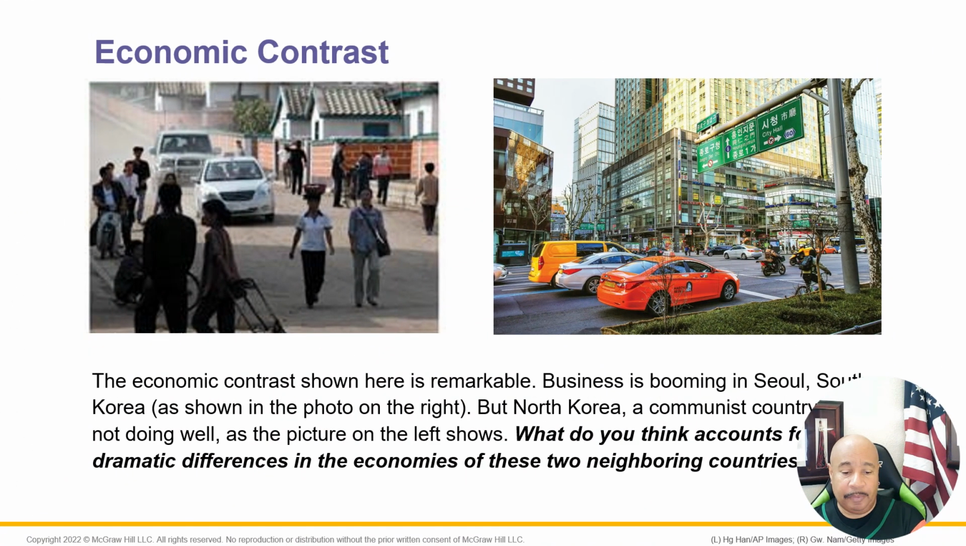This is a really great slide because it shows, I'm sorry, not Vietnam, Korea. It shows South Korea and North Korea, and the economic contrast shown here is remarkable. Not in a good way, but in a bad way. Business is booming in Seoul, which is South Korea, but North Korea, because it's a communistic country, is not doing as well. So ponder that just for a minute. Why is South Korea doing phenomenally well, but North Korea is not? There's no international or global goods trading in and out of North Korea because they're communistic. They're a closed economic society.